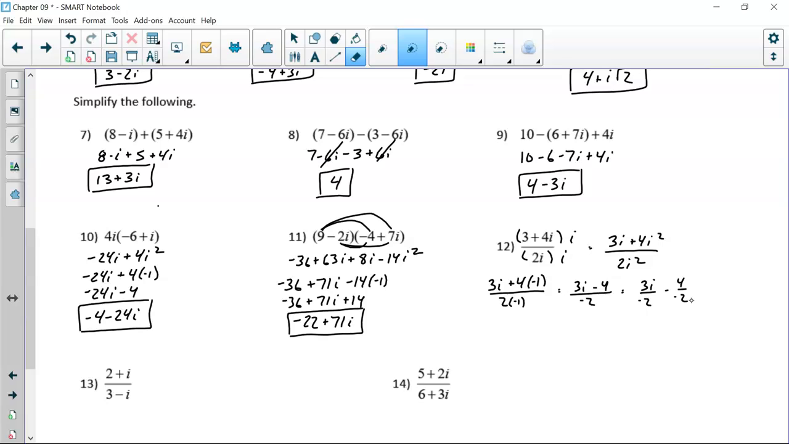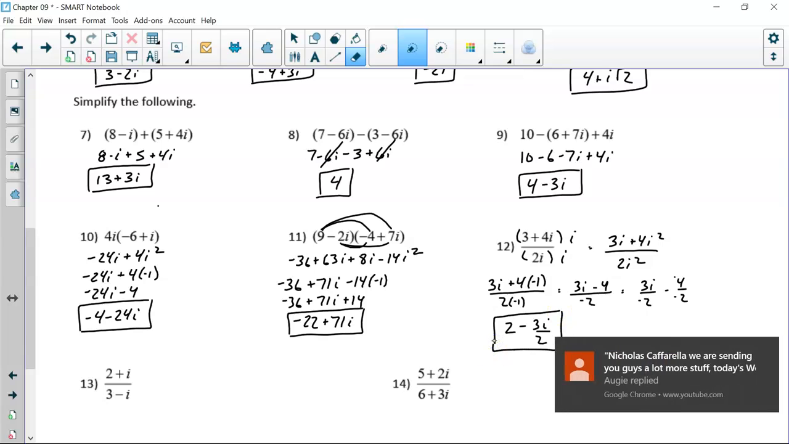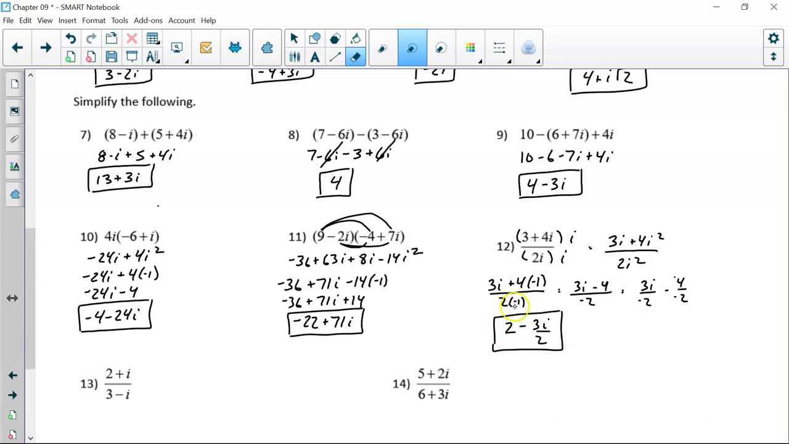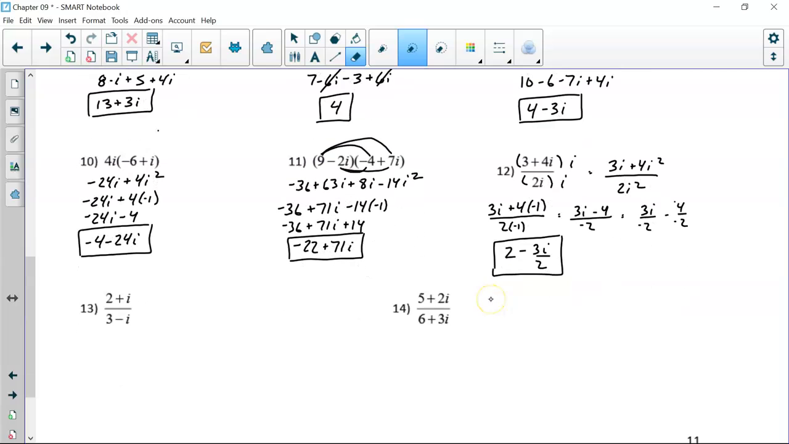Now we want the real part first. Negative 4 divided by negative 2 is positive 2. 3i divided by negative 2 is going to be minus 3i over 2. And that would be our final answer. We want to split them up so we can get both in standard form.